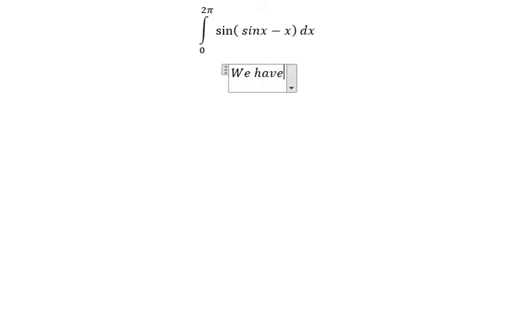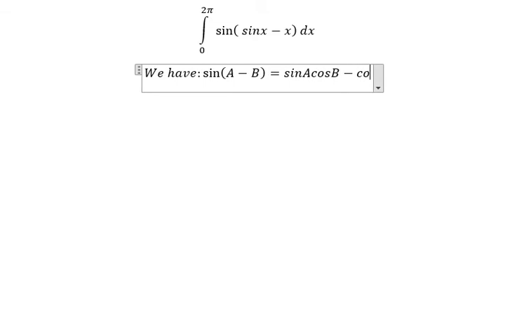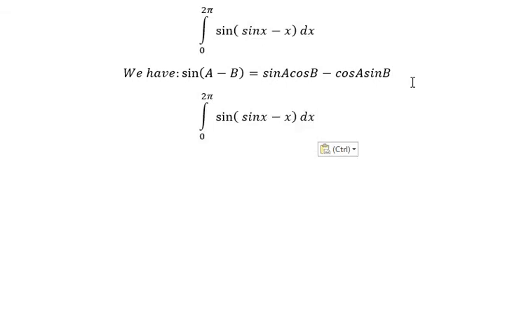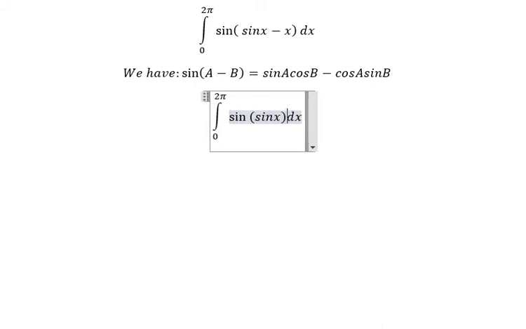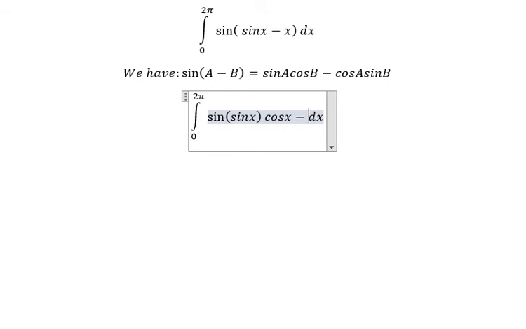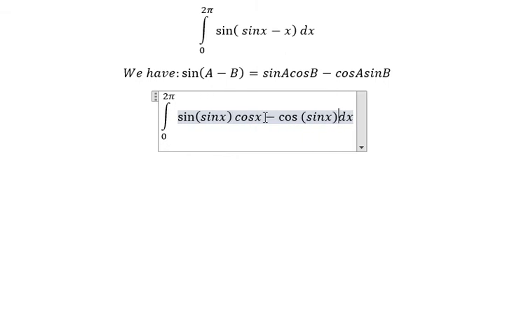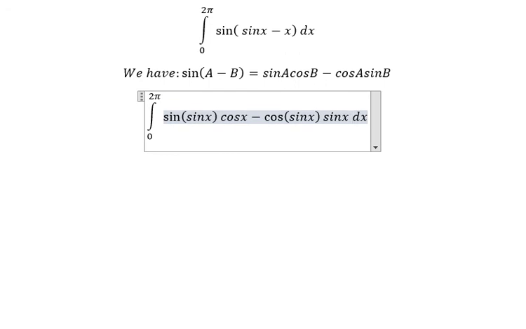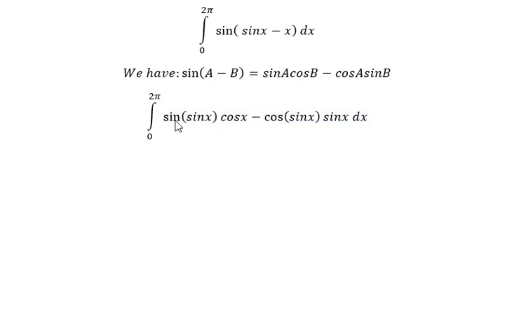We have sine of A plus or minus B equal to sine A cosine B minus cosine A sine B. So we will apply this formula in this situation. Here we will get sine of sin x cosine x minus cosine of sin x sine x. So we can separate them into two integrals.